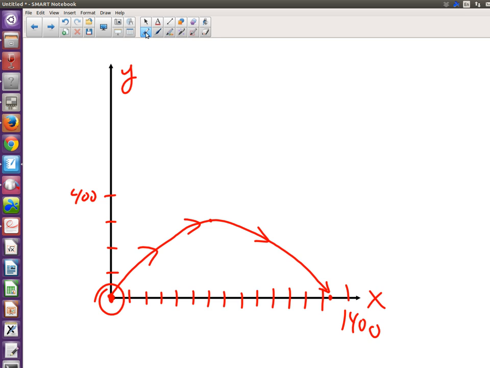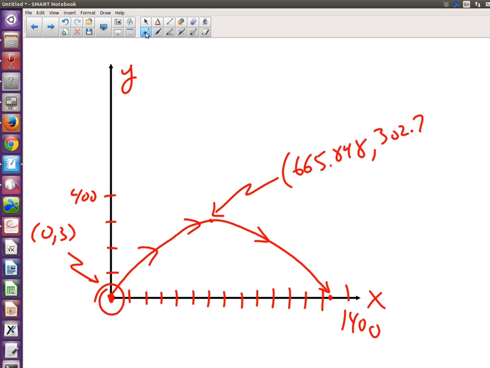So there's your x component, there's your y component, there's your origin, and there you go. I guess we could label some points. This is the point 0, 3. This is the point 665.848, comma 302.766, and this is the point 1335.019, comma 0. All right.